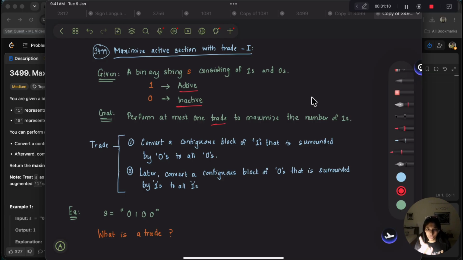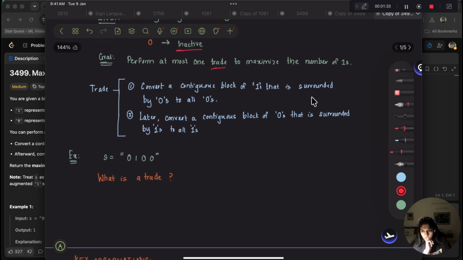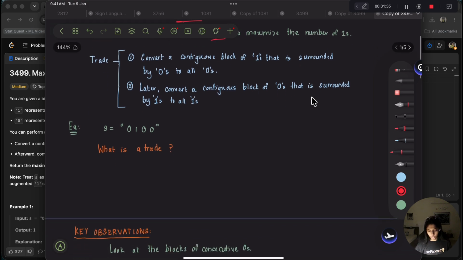So a trade is when you convert a contiguous block of ones that's surrounded by zeros into all zeros. And then in the next step, you're going to take a contiguous block of zeros that's surrounded by ones, and then you're going to convert that to all ones. And eventually, the goal after doing this trade is that you want to maximize the number of ones in your string S, okay? So let's check an example over here to see what a trade is, right?